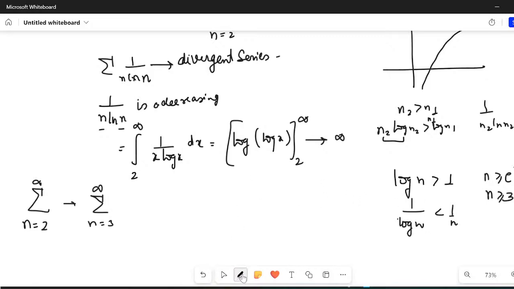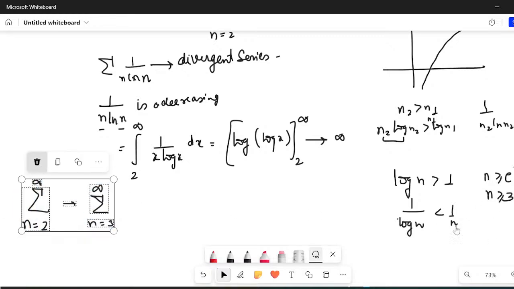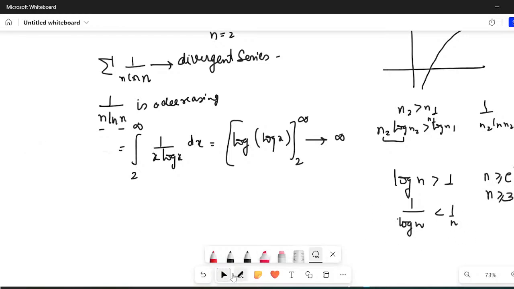So the best strategy here would be to use Cauchy's integral test, because otherwise the series here would, if I just multiply it by, see, log n is greater than 1 for all n greater than or equal to 3. If I do 1 upon log n, sorry, this is not the case.